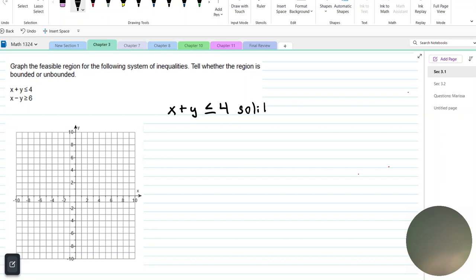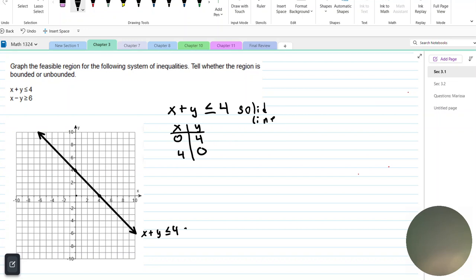So we're talking a solid line, and we're talking x and y. If x is 0, y is 4. If y is 0, then x is 4. So let's plot those. 0 and 4, and 4 and 0. I'm going to draw our line, and it's solid. See, I'm following my line here. Hold on. Right here. All right. So this is my solid line for x plus y is less than or equal to 4.